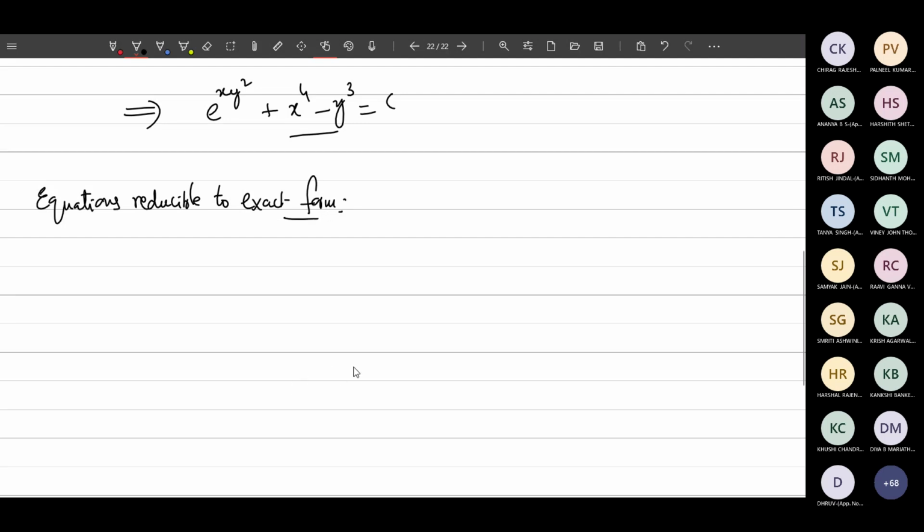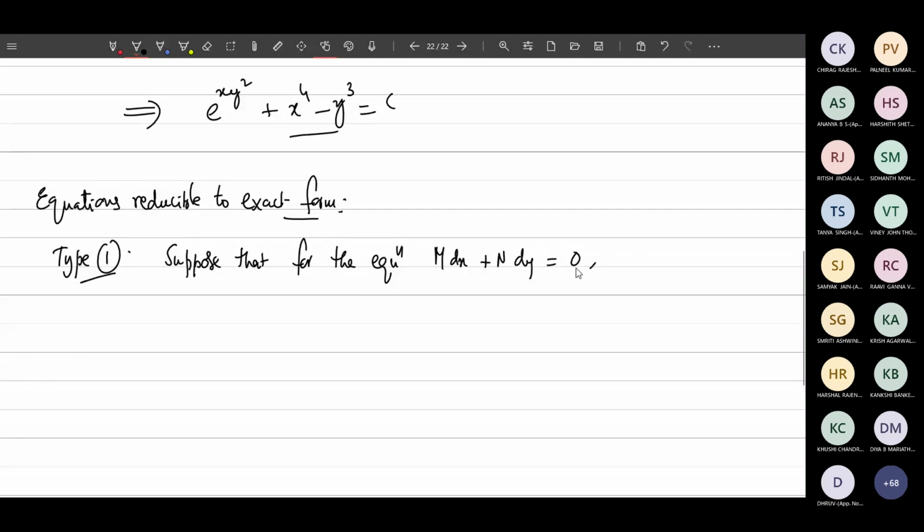Equations reducible to exact form. The first type is type 1. Suppose that for the equation M dx plus N dy equal to 0, ∂M/∂y is not equal to ∂N/∂x. This is not equal, so in that case, we take their difference.